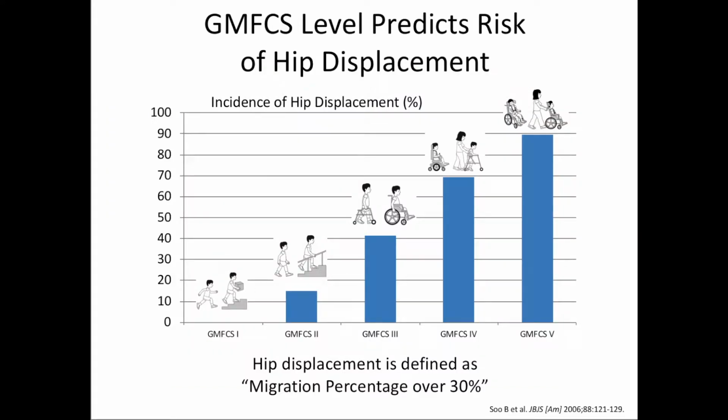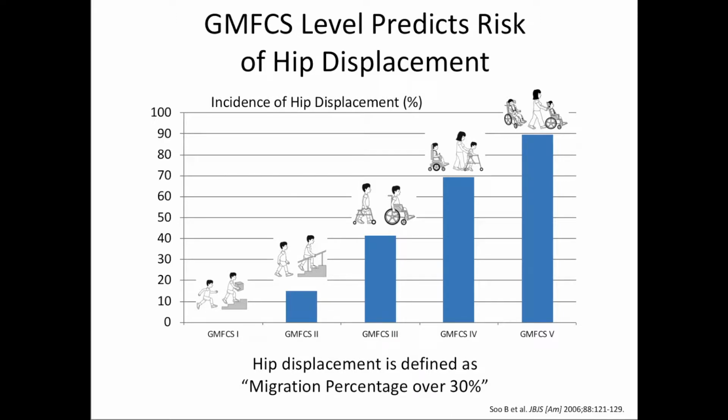In fact, the GMFCS level predicts hip displacement over time. You can see here that GMFCS 1 children have a negligible risk of hip displacement when it's defined as a migration percentage over 30%. When you get to GMFCS 2, this increases to 15%, and by GMFCS 3, up to 40% of children will have an elevated migration percentage. Consider that all of these children are ambulatory children and will be walking likely into their adulthood. And so, unless you look, you won't necessarily find that they have an elevated migration percentage.